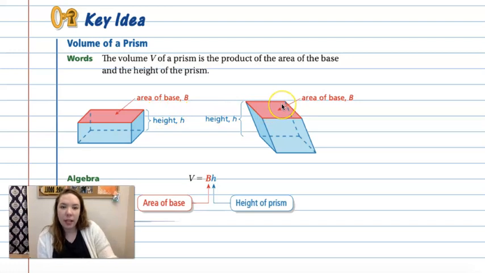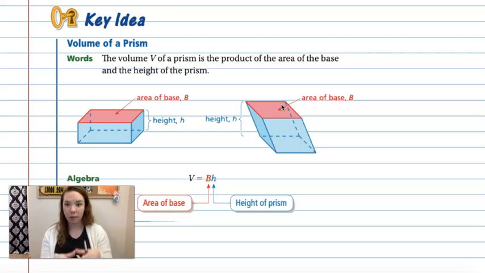Even if it's slanted like this, we're still going to do the same thing, area of the base times the height. And even if it's another shape, like a triangular prism, we are just stacking all the triangles up, so area of the base of a triangle times height. Or if we have a cylinder, like a can, we have circles that we're stacking on top of each other, more like my pancake example. So whatever shape the base is, the area of that times the height works for the volume of all shapes.